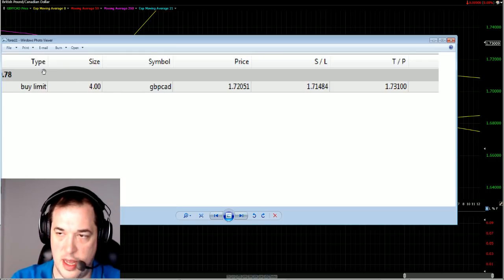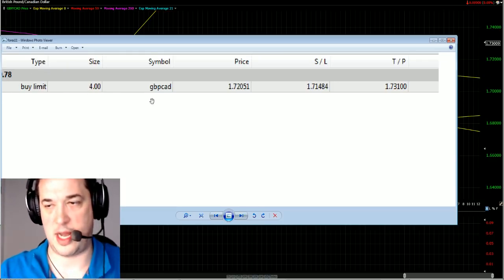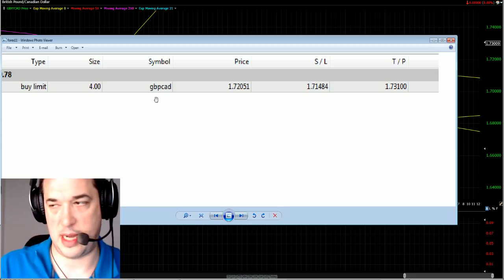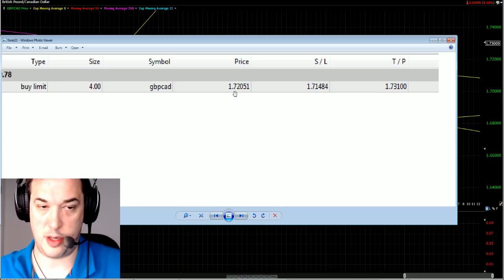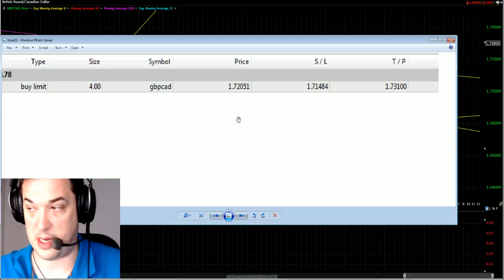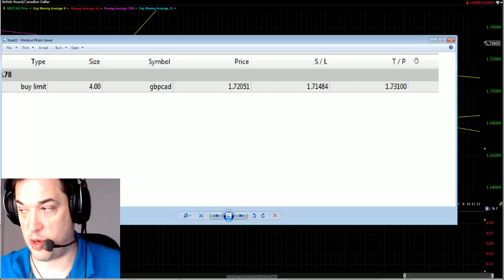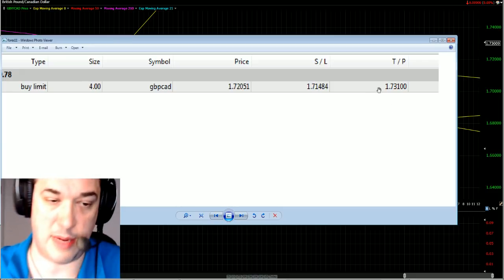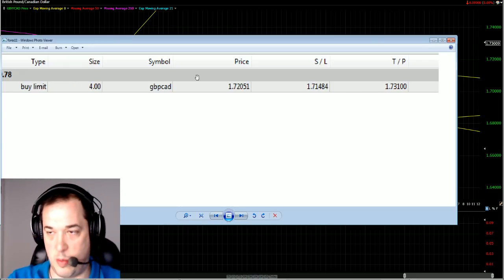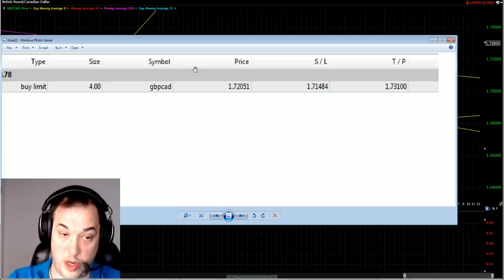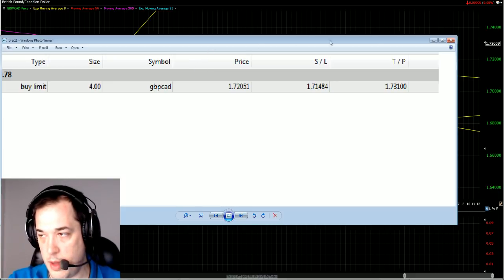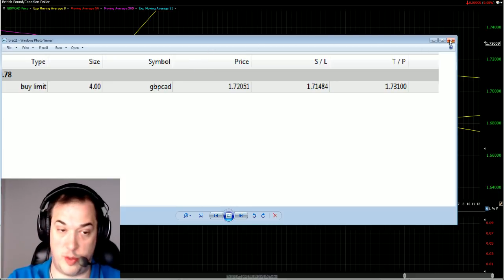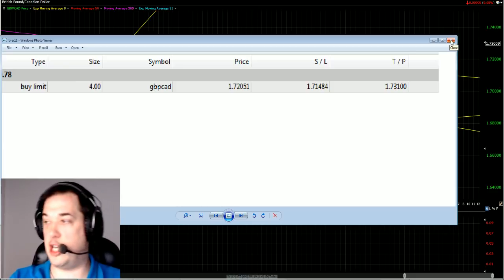Here's what it is: a buy order for U.S. standard lots, Great Britain pound Canadian dollar. That's exactly where I'm bidding. No smoke and mirrors. And by the way, there's my size. No smoke and mirrors. There's my bid. There's my stop loss unless I'm wrong. There's my take profit in case I'm right. And that is exactly where my orders are. This is a direct screenshot from my pending order window on my live Forex account.